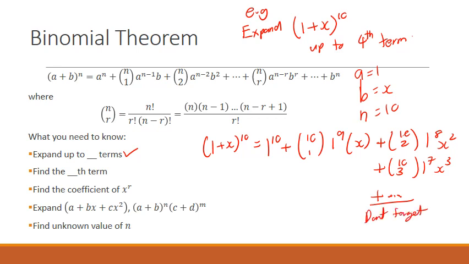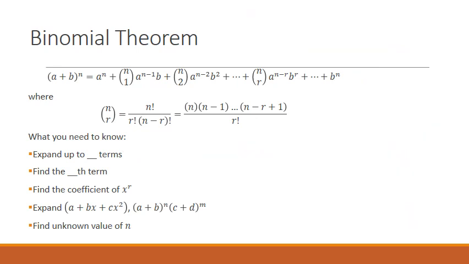Alright, it's very straightforward. Whenever they give you expansion questions, it's very, very straightforward. Alright, so that's for the first type of question that they can ask you. Okay, the second type of question that they can ask you is to find the nth term. Alright, so for example, the question can tell you, let's say, find the fourth term in the expansion of, let's say, x plus x squared to the power of 10.